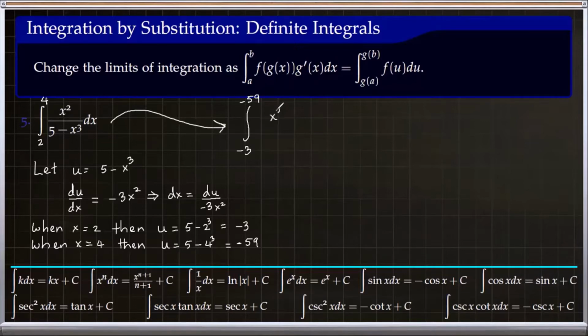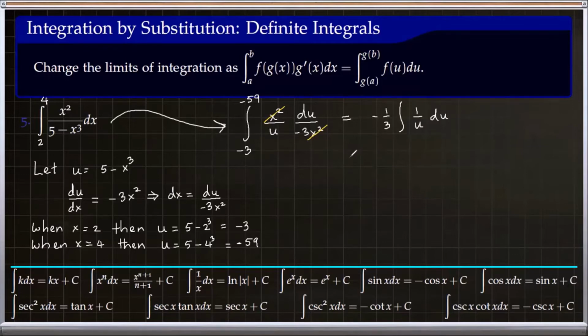I'm going to leave x squared as it is for now, hoping it will get cancelled out later. And 5 minus x cubed is simply u, because we are letting u be 5 minus x cubed. And dx, we found that to be du over negative 3x squared. Looks like we can cancel out x squared very nicely. And then we get, I'm going to pull that negative 1/3 out. Then we are left with 1 over u du.